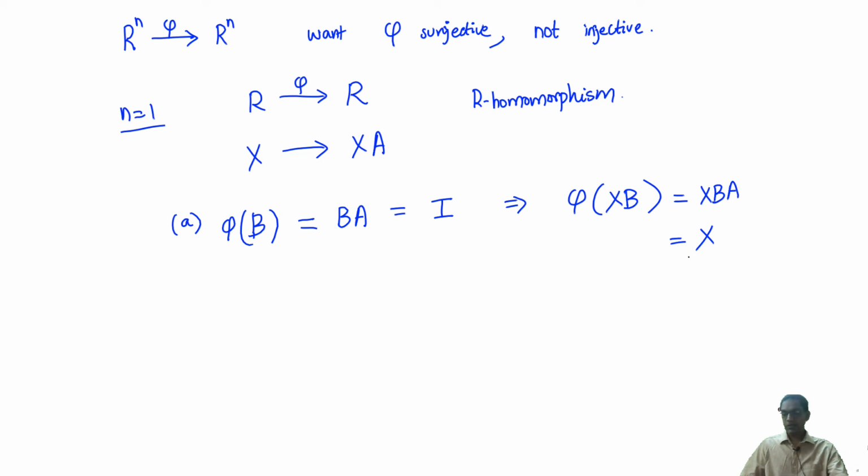So what does that mean? Any element X in your ring here, take any X, it's got a pre-image. The element XB maps to X, so that means X is in the image of phi, and this is true for every X in my module R to the power 1. Therefore, it means that my map phi is a surjection.